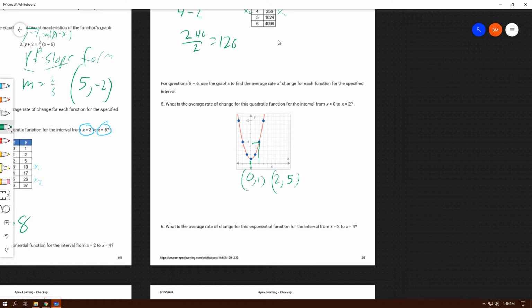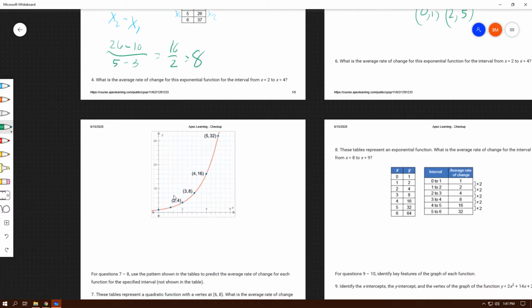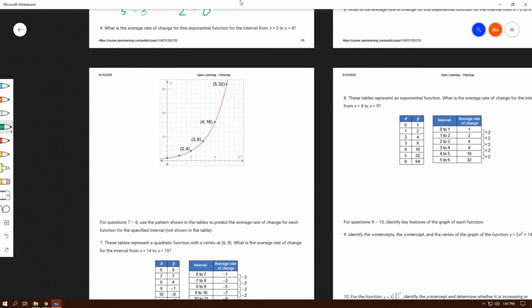Sometimes they'll give us the chart with the actual numbers. Sometimes they'll give us the graph, and we have to determine what the numbers are. But they always tell us the interval, and we just do the slope formula. Number 6, slope formula from x equals 2 to x equals 4. This time it's a graph, but they still give us the ordered pairs. x1, y1, x2, y2. Plug them in. We're good to go. These are all the same questions.